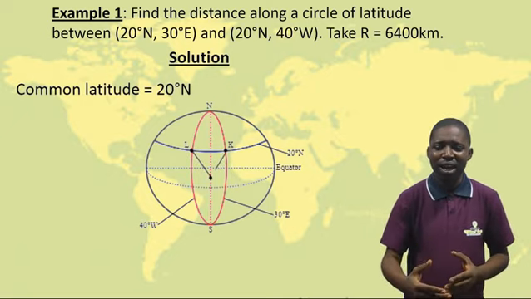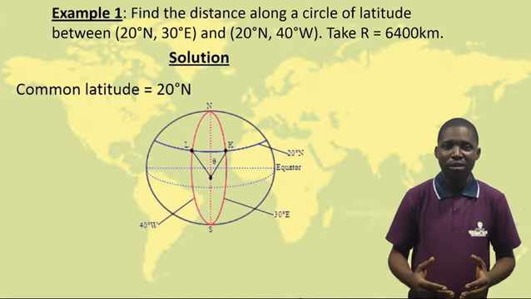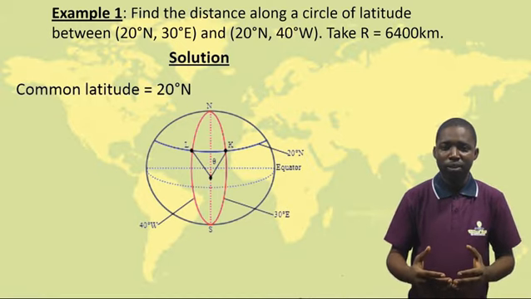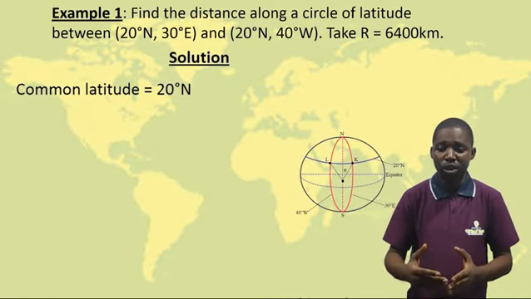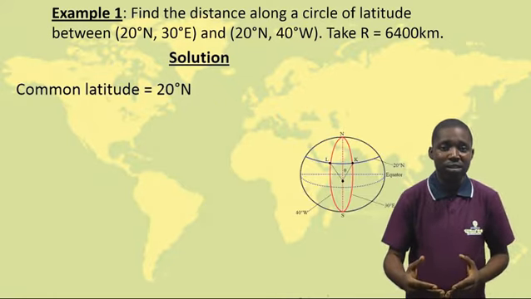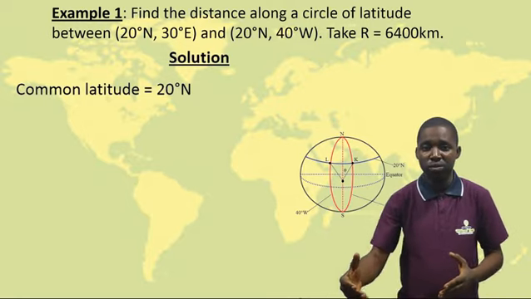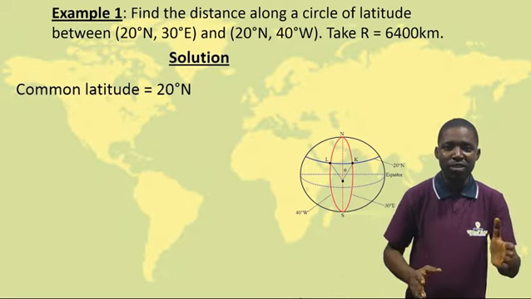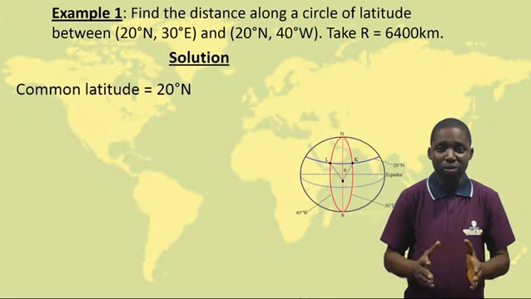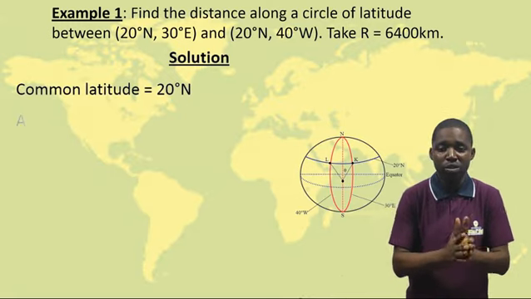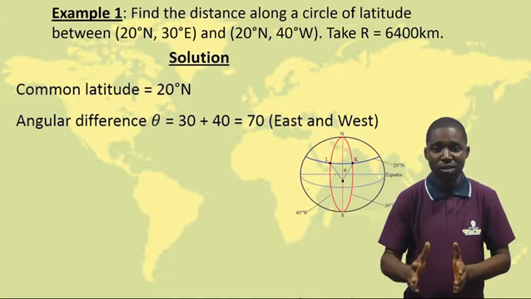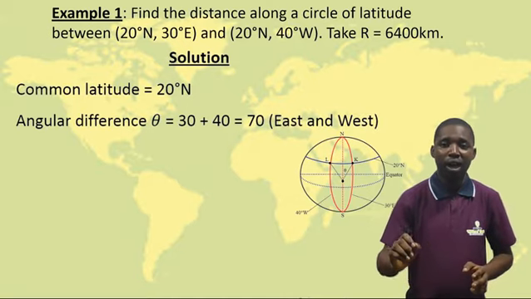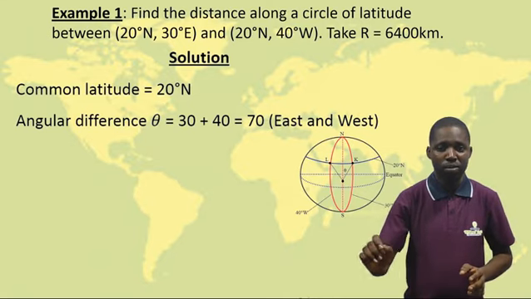The angular distance is theta, and we get theta from the difference in the longitude. The longitude of the first one is 30 degrees east, the other one is 40 degrees west. We have different positions, east and west. Remember, we said we add when we have different positions. So 30 plus 40 will help us to get our theta, 70. We are adding because they are east and west.